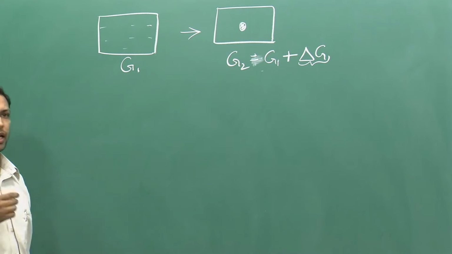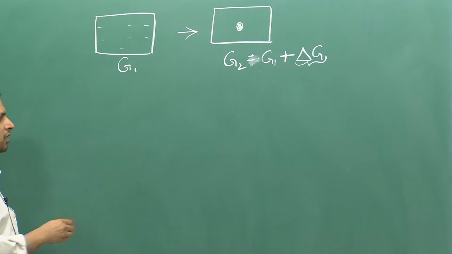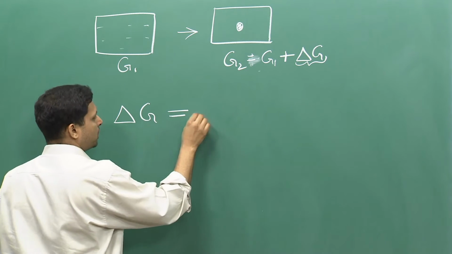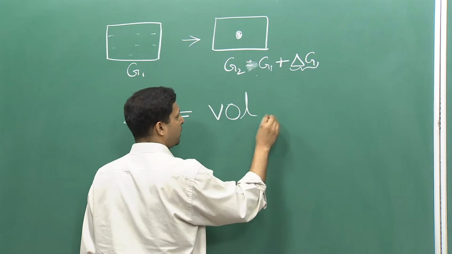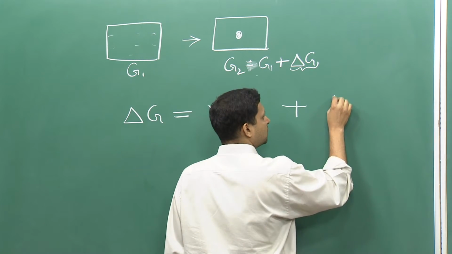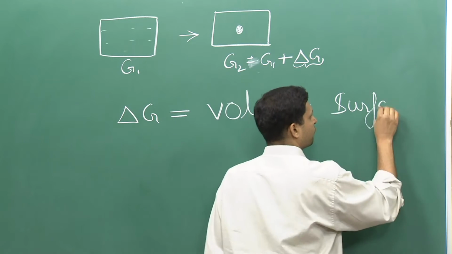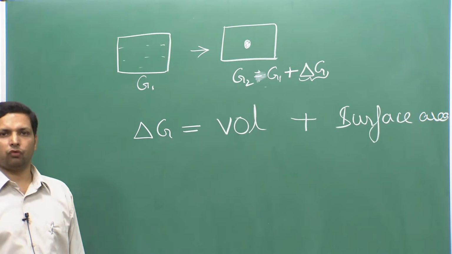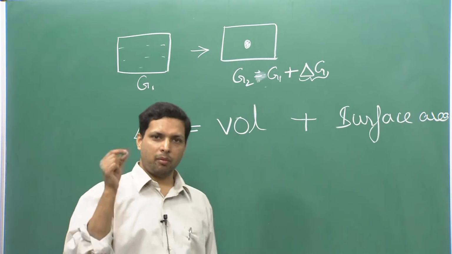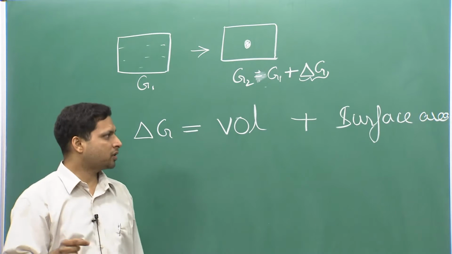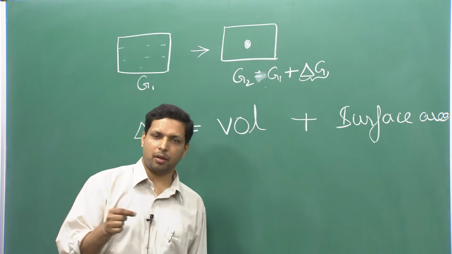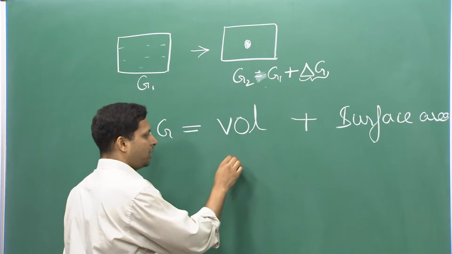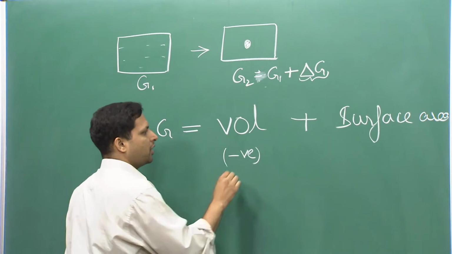What are the two components that you think will contribute to this change in the energy delta G? There are actually two components: one is the volume component and the other is the surface area. What is this volume component? When liquid transforms to solid at a temperature below the melting point, free energy is released, so this will be a negative change in free energy.